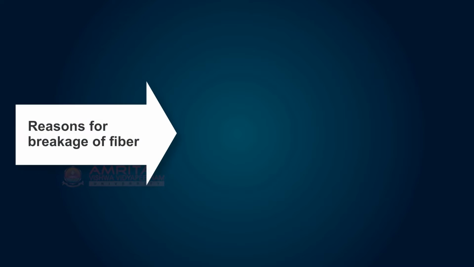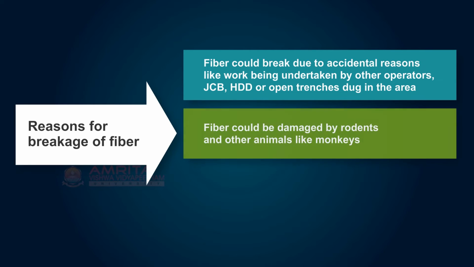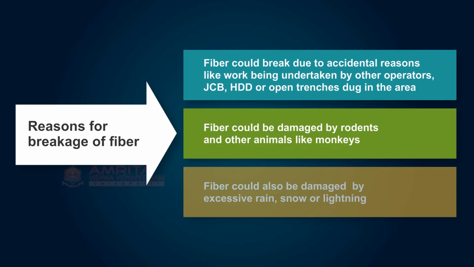Reasons for breakage of fiber. There are many reasons for the breakage of fiber. Fiber could break due to accidental reasons like work being undertaken by other operators, JCB, HDD, or open trenches dug in the area. Fiber could also be damaged by rodents and other animals like monkeys and squirrels. Other environmental factors that could damage fiber are excessive rain, snow, or lightning.